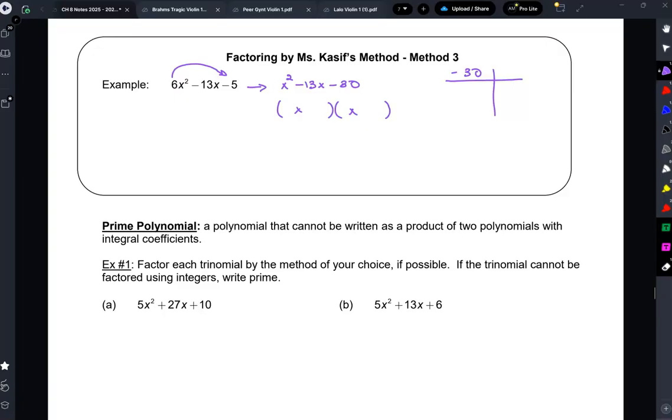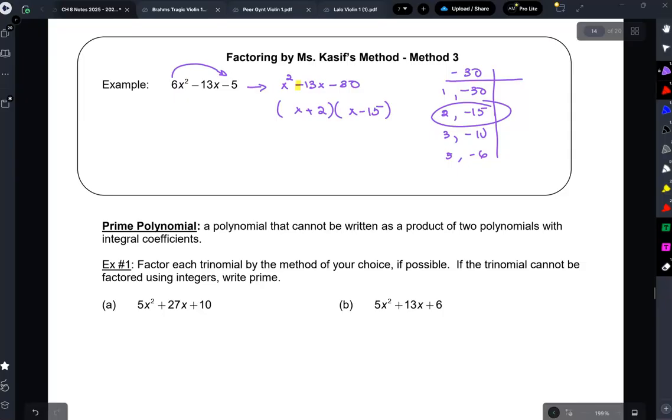So the factors of -30 are 1 and 30. Now remember, if this is a negative, the bigger one gets the negative. Or it's 2 and -15. Or it's 3 and -10, right? Or 5 and -6, that's it. Which one of these adds to -13? This one. So I say +2 minus 15. But I can't be done now because remember how I took out the 6? I have to put the 6 back to both of them.